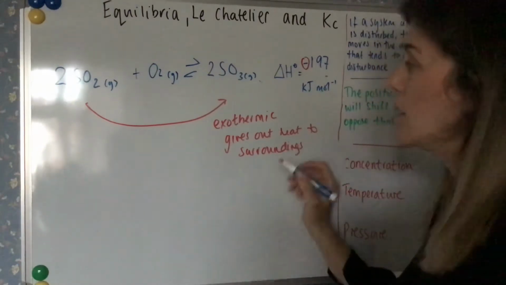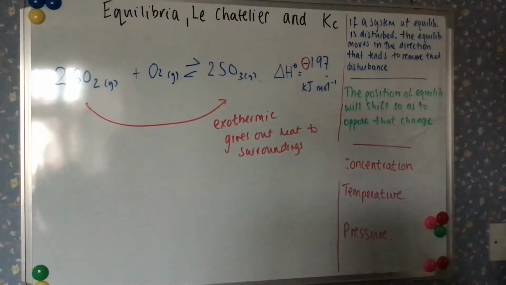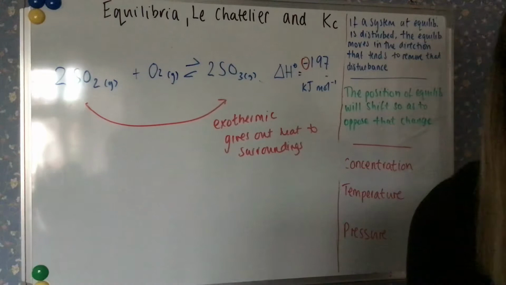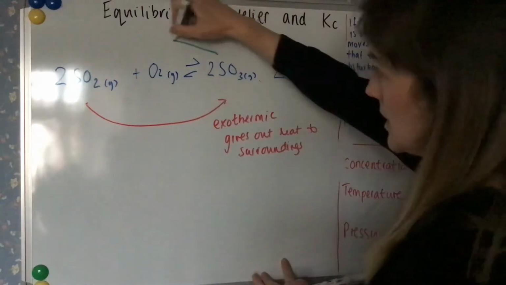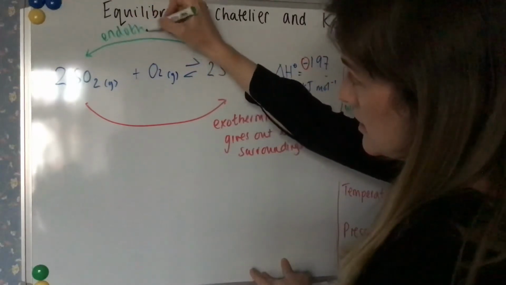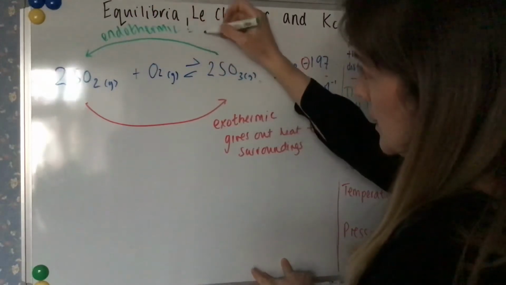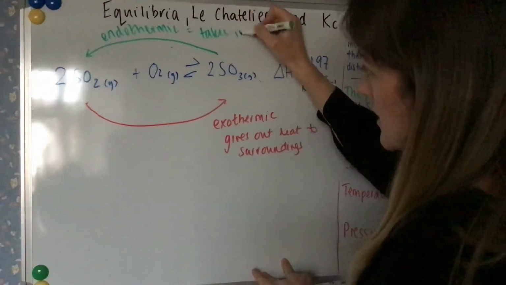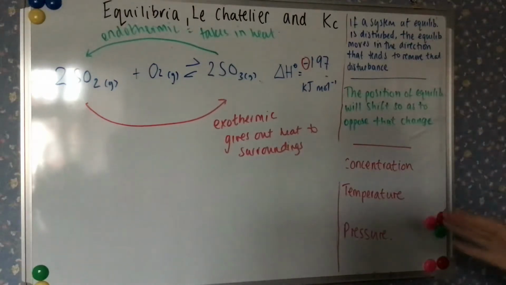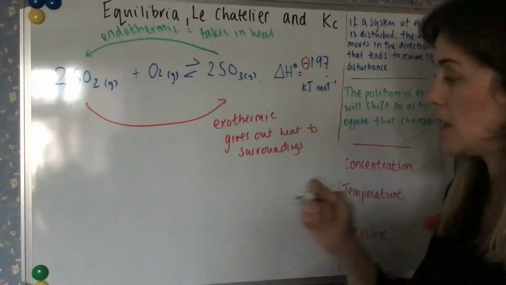If a reaction is exothermic in one direction, it's going to be endothermic by the exact same amount in the opposite direction. Endothermic equals takes in heat. So you should be familiar with this. This again is GCSE stuff. It's also a recap of energetics as well. So you should be really, really familiar with this.